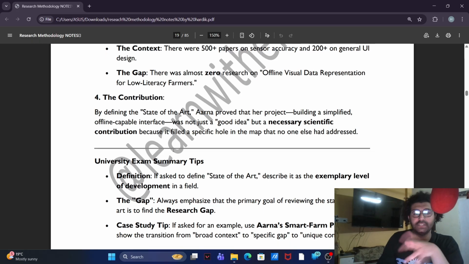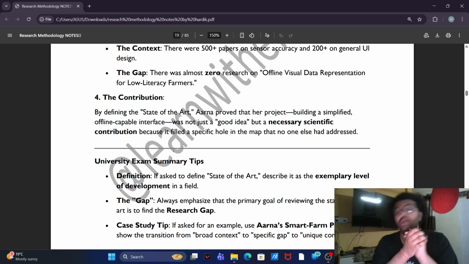Contribution. By defining the state of the art, Anna proved that her project, building a simplified offline-capable interface, was not just a good idea, but a necessary scientific contribution because it filled a specific gap in the map that no one else had addressed.